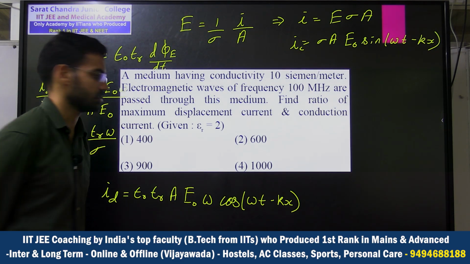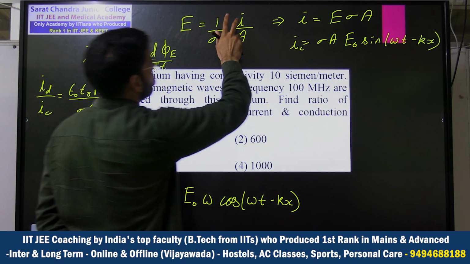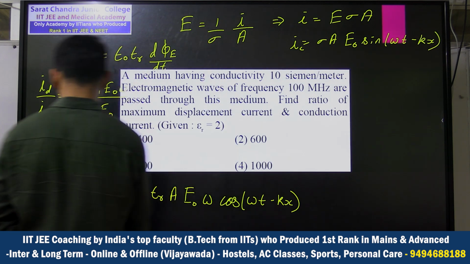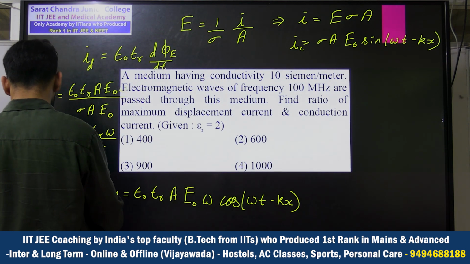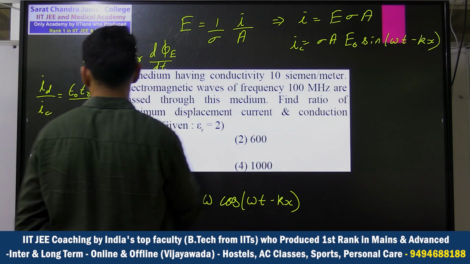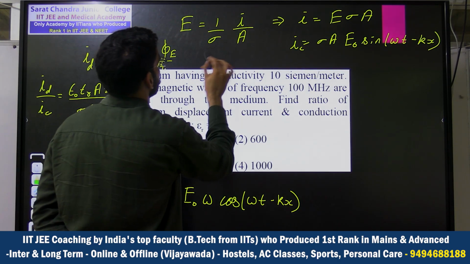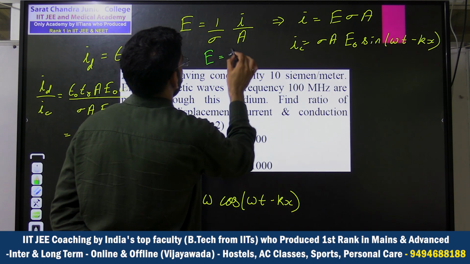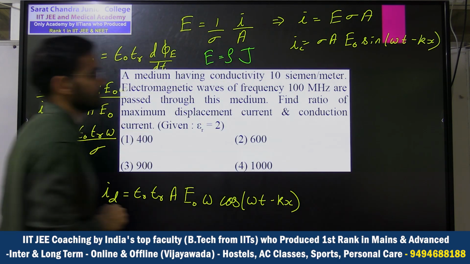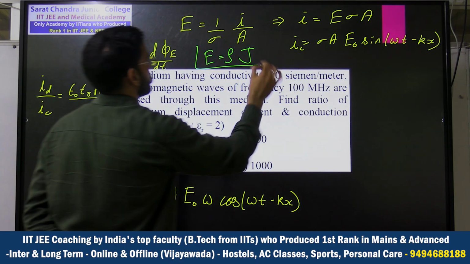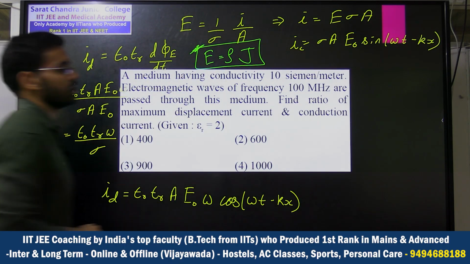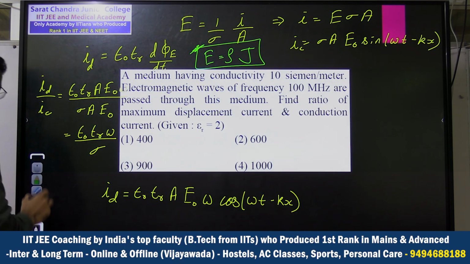I hope this is clear. You may not remember this thing. Actually I used the formula that I exactly wrote in the notes: E is equal to rho into J. This is the thing we marked important in the notes. I hope this is clear.